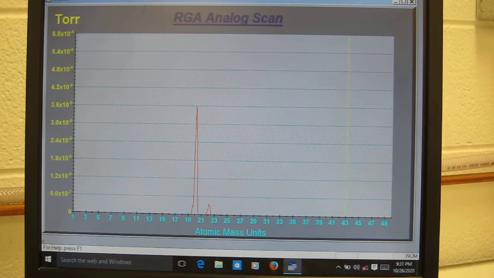Neon gas is an interesting sample since naturally occurring neon contains two isotopes, neon 20 and neon 22. Neon 20 makes up approximately 90% of all natural neon, neon 22 making up the additional 10%.